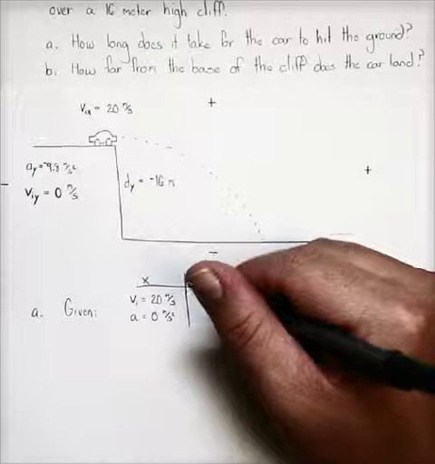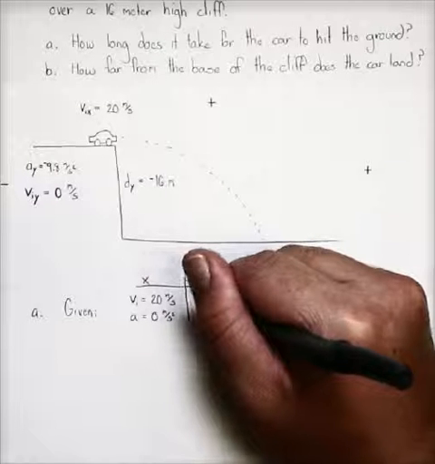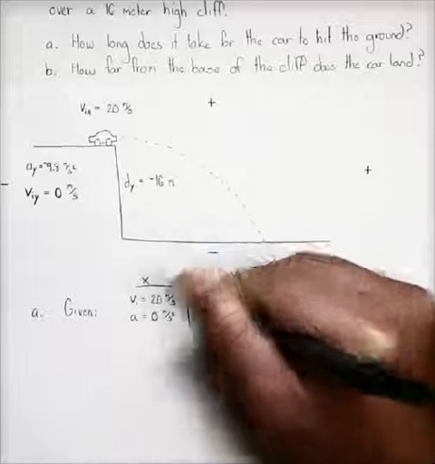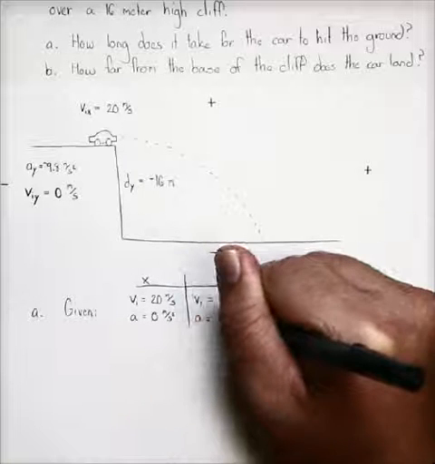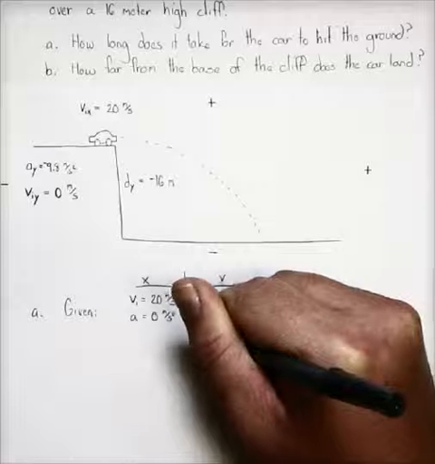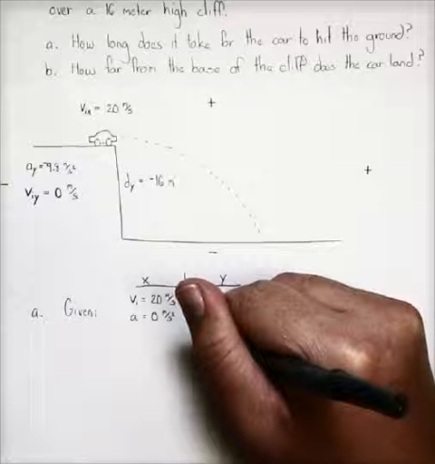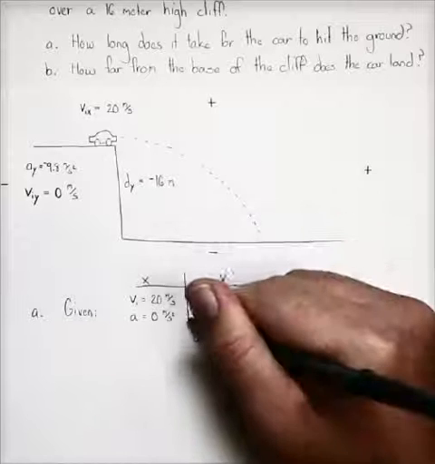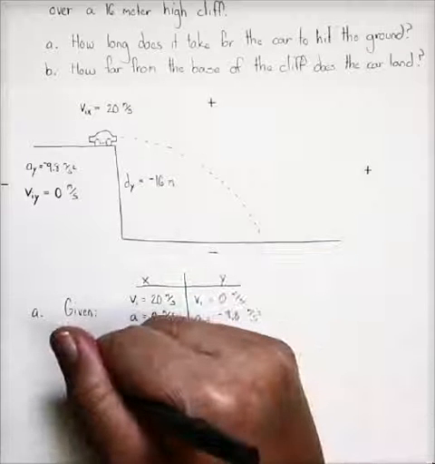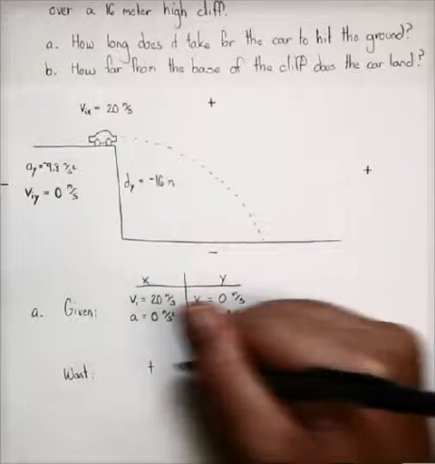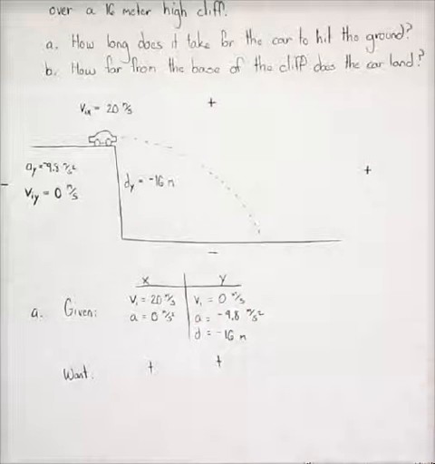In the y direction, though, we've got all kinds of goodies. We know the initial speed is 0 meters per second. We know the acceleration is negative 9.8 meters per second squared. And we know that the displacement will be negative 16 meters. And when it boils down to it, what we want to find in part A, how long does it take for the car to hit the ground? We are looking for time.